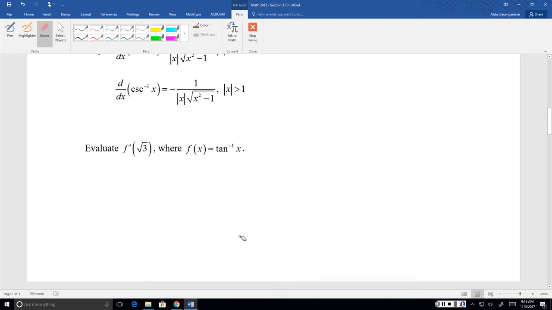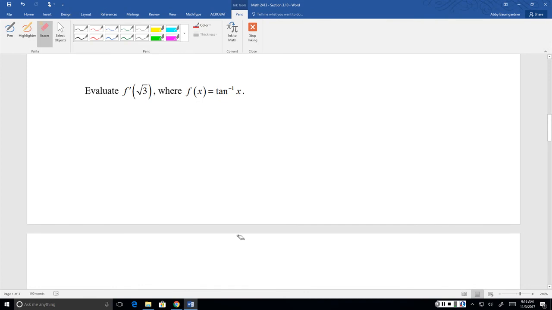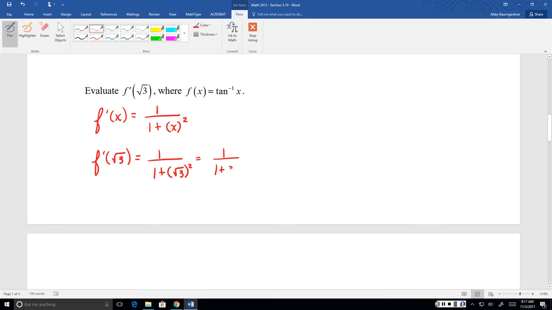All right. So let's evaluate f prime of square root of 3 if f of x is tangent inverse of x. All right, well, we know that f prime of x is 1 over 1 plus the argument squared, and our argument is x. So now when we evaluate it at the square root of 3, we would have 1 over 1 plus the square root of 3 squared. So 1/4.